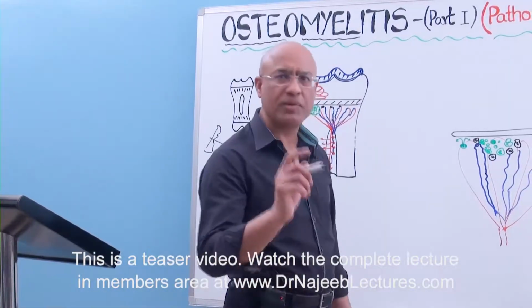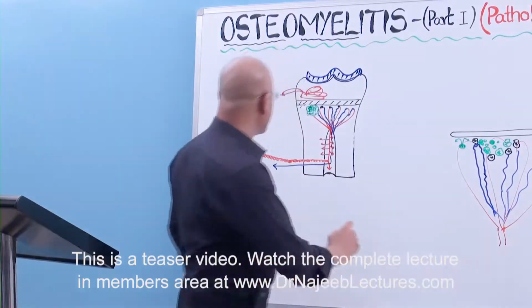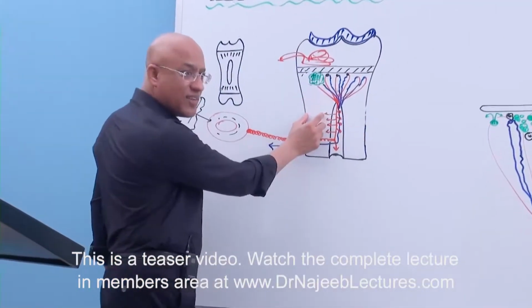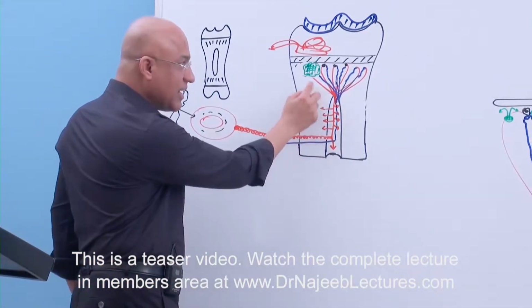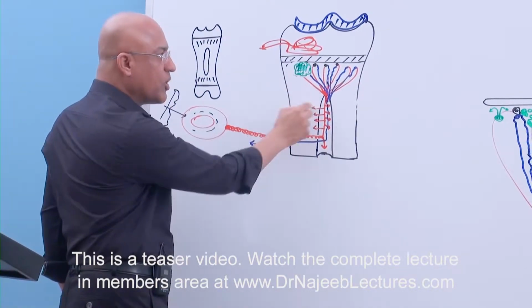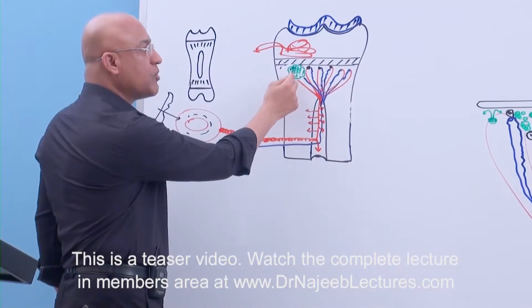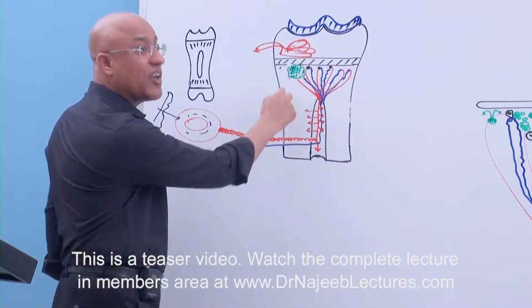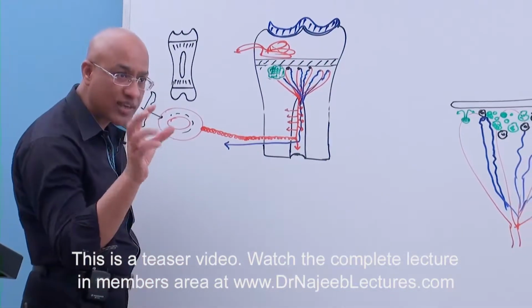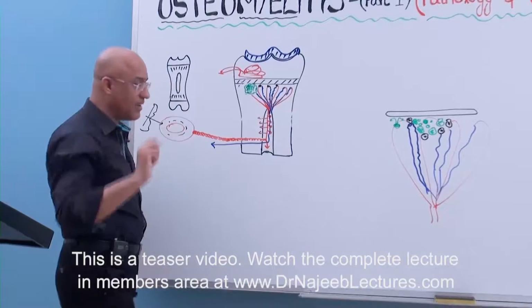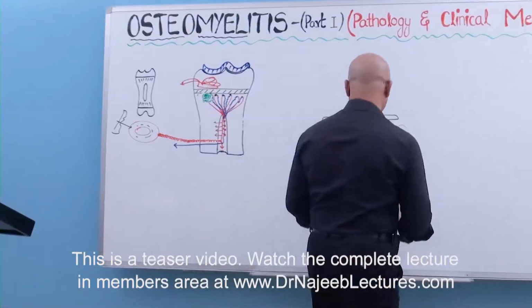Now, where will the pus enter? Let me tell you the microscopic structure of bone here. We'll study a little bit of the microscopic structure of bone, and then I will tell you pus will enter into special channels and canals. Now, what are those channels and canals where pus can enter? Let me explain here a little bit.